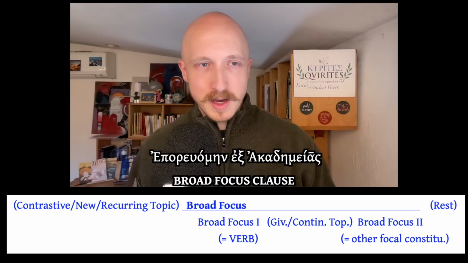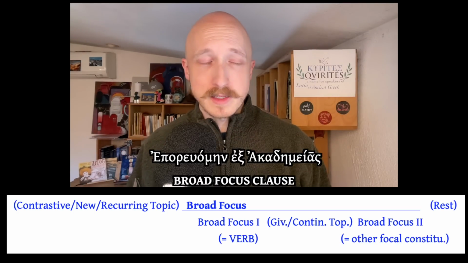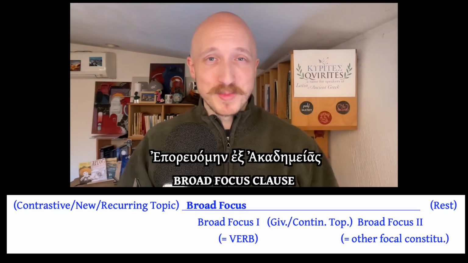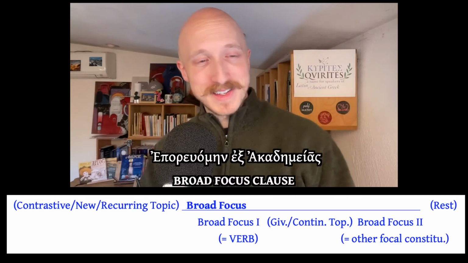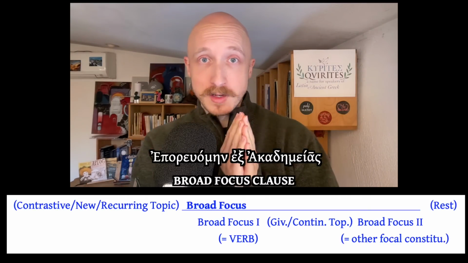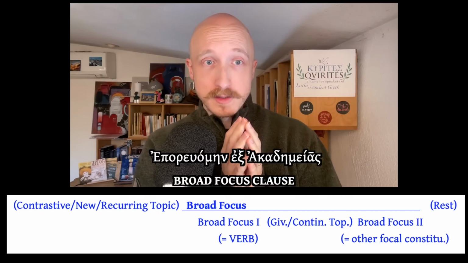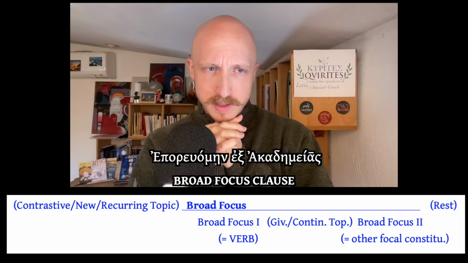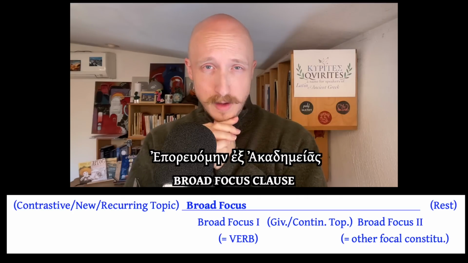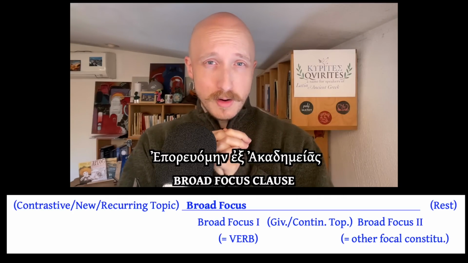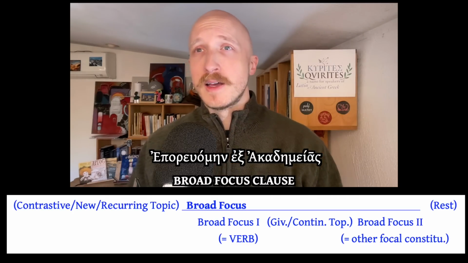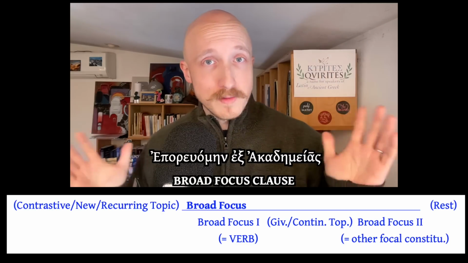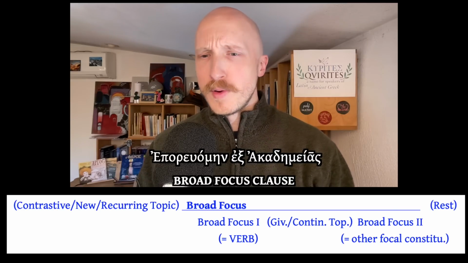In this scheme here for the broad focus clause, it's a little bit like an algebra formula. Who doesn't love algebra? That's why we're studying ancient Greek, right? To get into algebra. So the verb is really critical. The broad focus is the verb plus some other things. And then there's this other thing called given topic, or a contrastive, or new topic, or a recurring topic that go before. Well, I mentioned that the pronoun ego, which goes with this word, eporeomen, I was traveling, I was going, right? Well, where would that go?